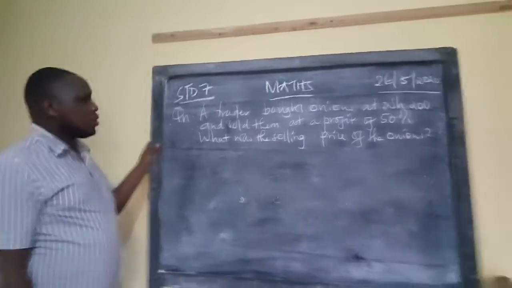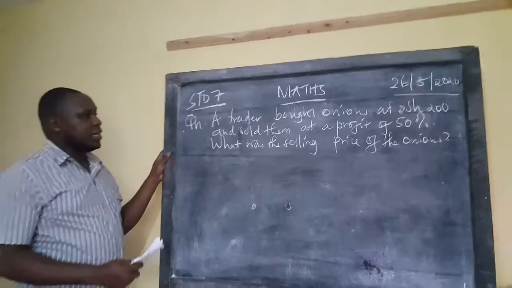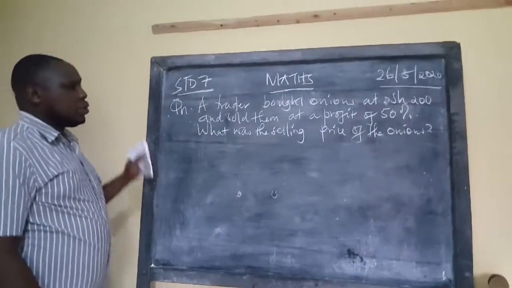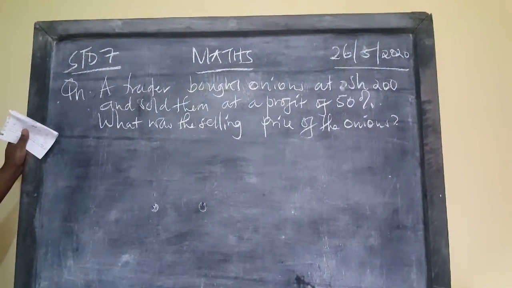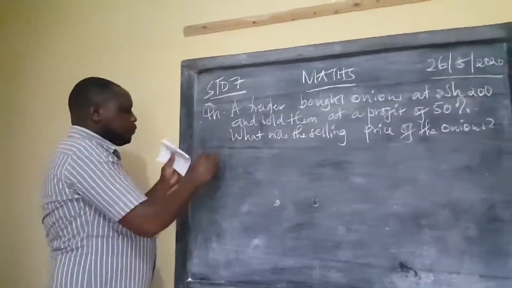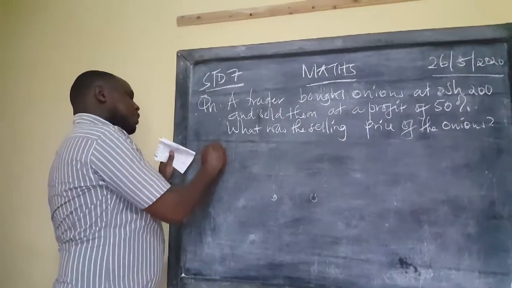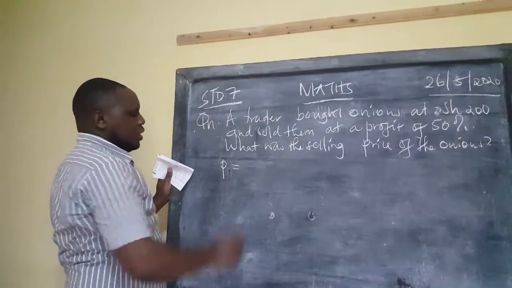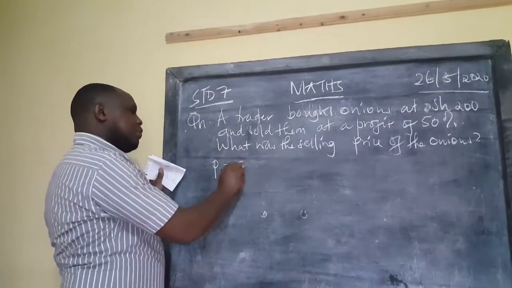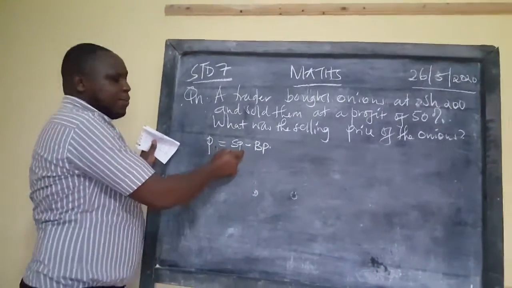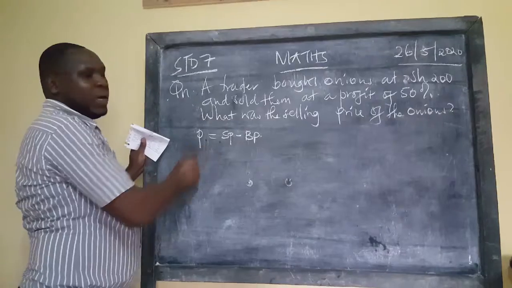So I've written a question on the board. It says, a trader bought onions at 200 shillings and sold them at a profit of 50%. What was the selling price of the onions? Now, if you can remember, to get a profit, you calculate profit by getting selling price minus the buying price, meaning that the selling price must always be higher if we want to make a profit.